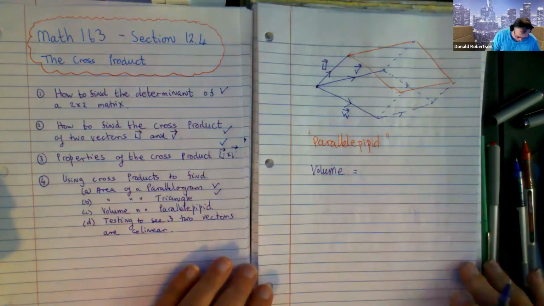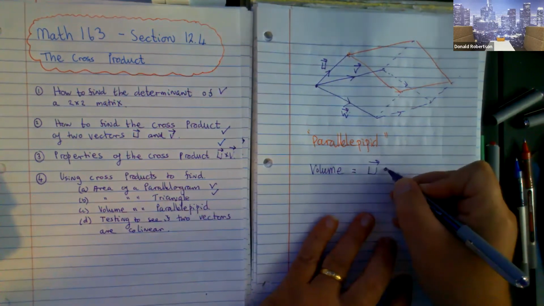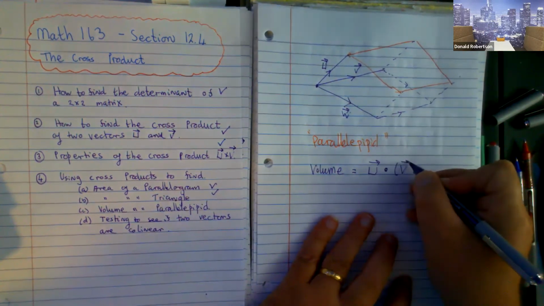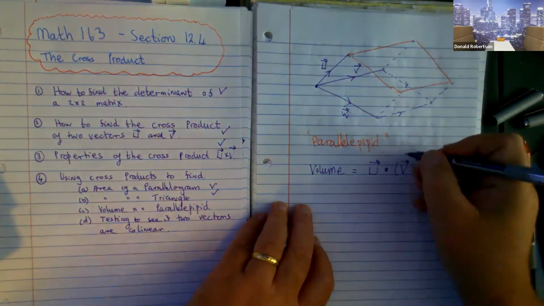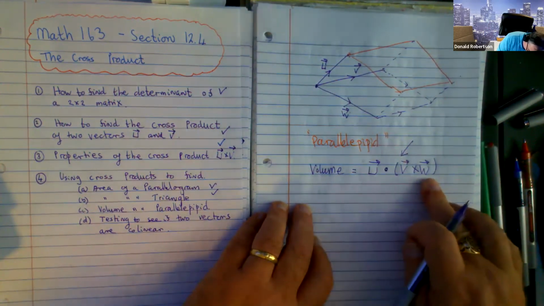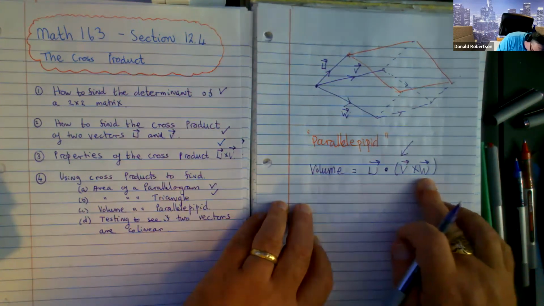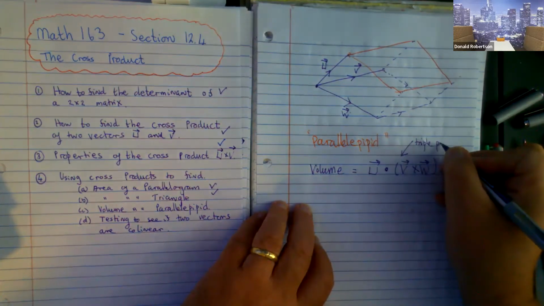is given as u dot v cross w. You'll very often hear this combination of a dot product with two vectors being in a cross product. This is very often called a triple product.